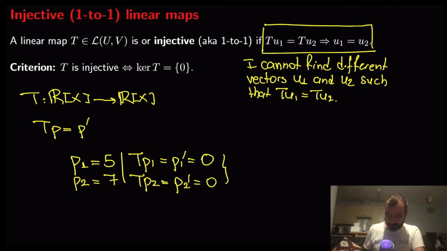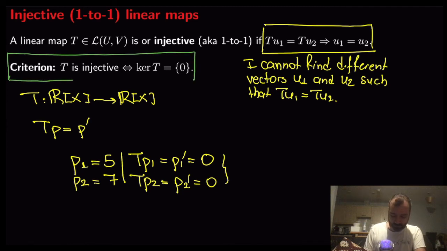How can I tell whether a given linear map is injective? I will give you this criterion that is super useful. You can tell that a linear map is injective by checking the kernel. This is one of the main reasons why we defined the kernel. So T is 1 to 1 if and only if the kernel of T is a set that contains nothing but 0.